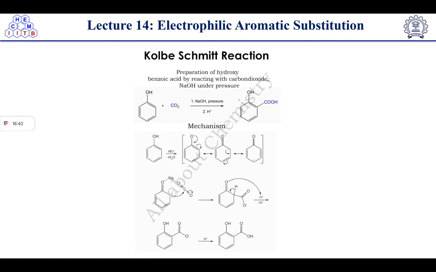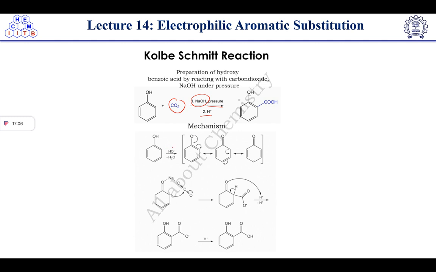Okay. Next one is the Kolbe-Schmitt reaction. In the Kolbe-Schmitt reaction, preparation of hydroxybenzoic acid is taking place by reacting with carbon dioxide and sodium hydroxide under pressure. So hydroxybenzoic acid here will form. Here we have CO2, carbon dioxide, and basic condition, pressure and then acid.